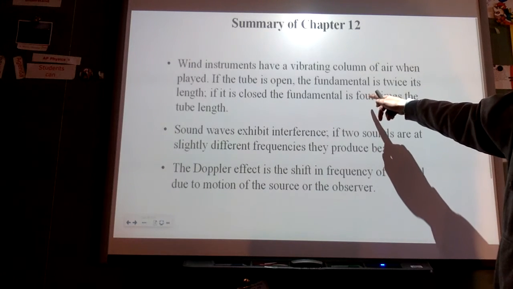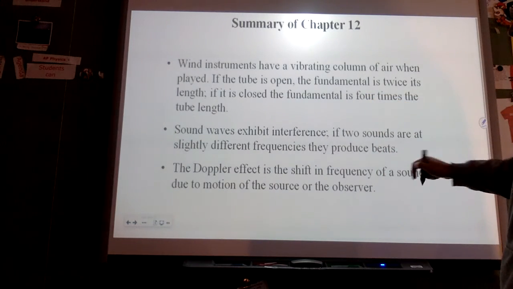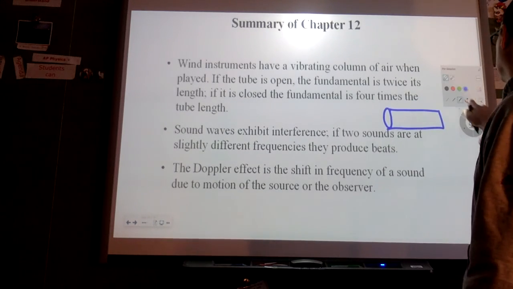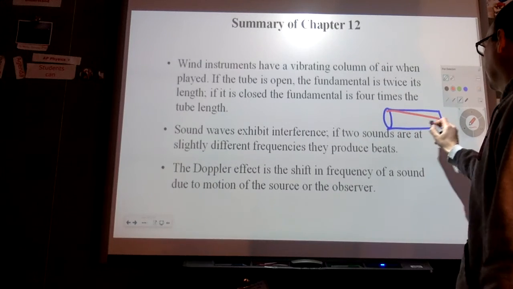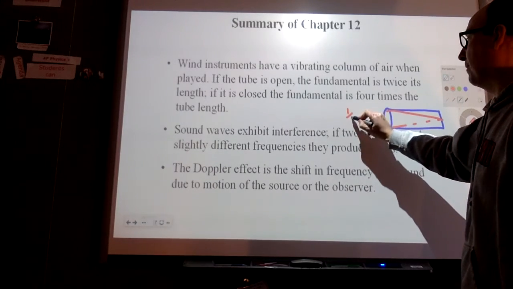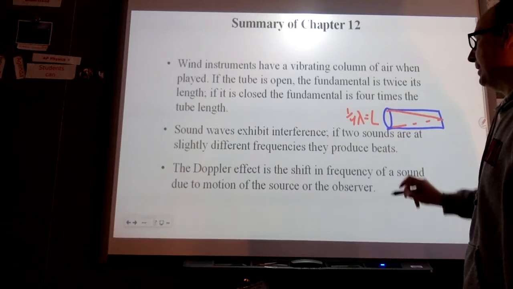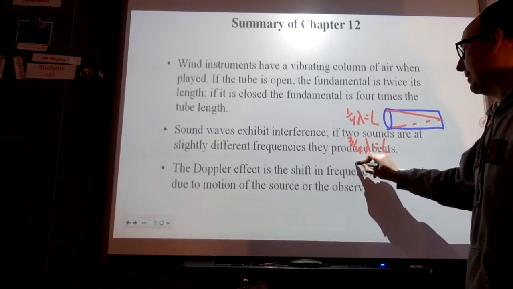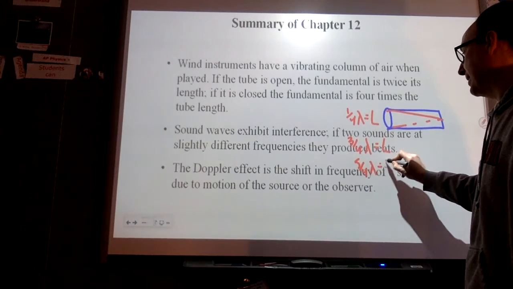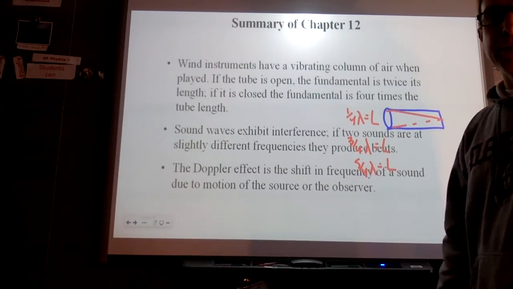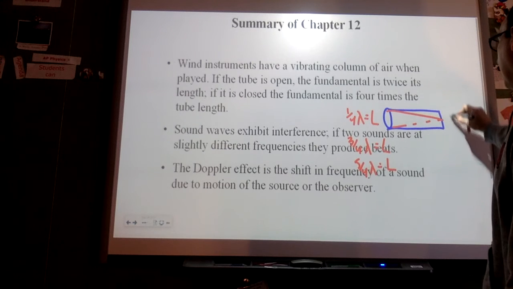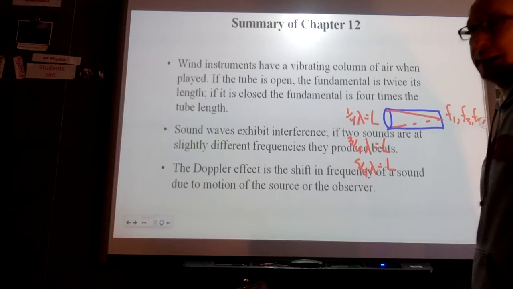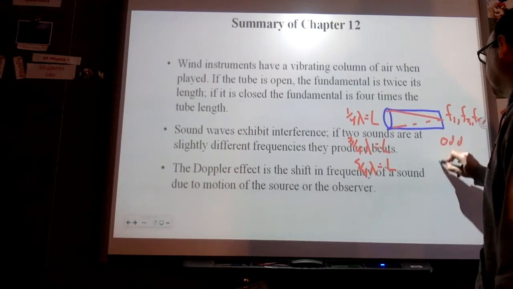A tube that is open is the same as a string. If it is closed, we have 1/4 of a wavelength in the length, then 3/4 of the wavelength in the length, then 5/4 of a wavelength in the length, and it keeps on going like this. So if it's closed at one end, you have a first harmonic, a third harmonic, a fifth harmonic. So it only has odd harmonics.